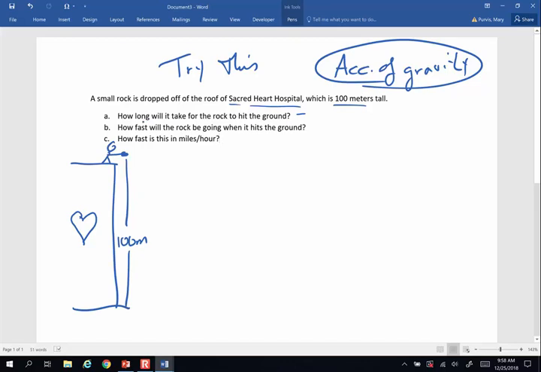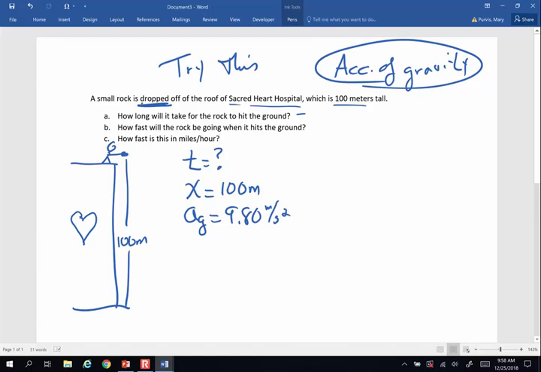So what are we asking, and how long? Yeah, we're asking for time. So time is a question mark. It is going to travel a displacement of 100 meters, and whenever something is dropped, we know that it is going to be accelerated by gravity at 9.80 meters per second squared.